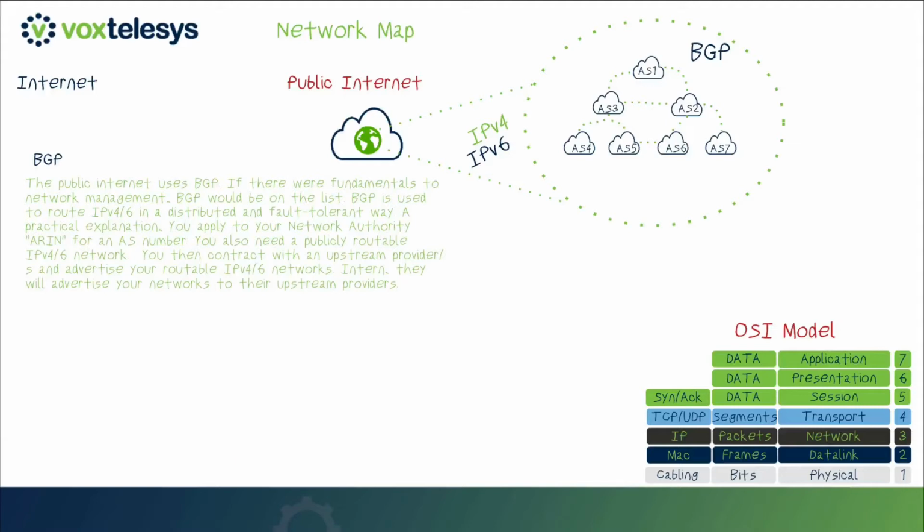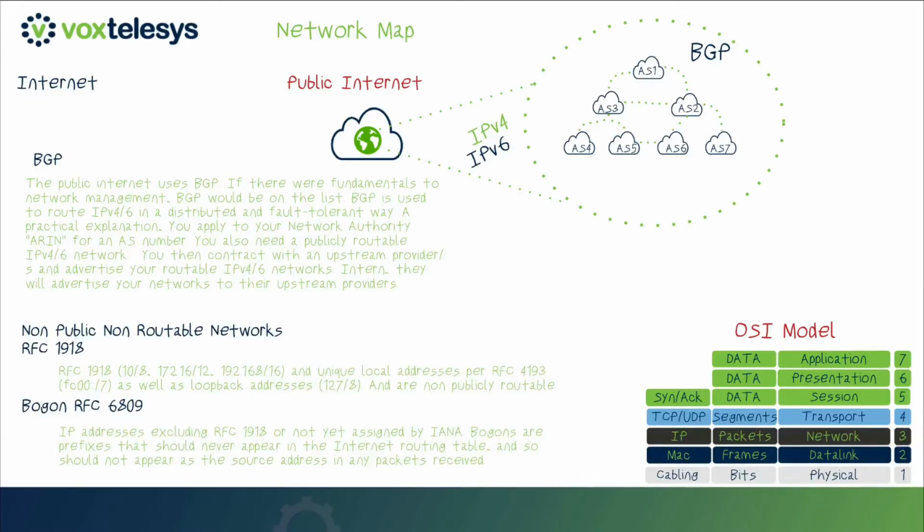Yes, China has broken it in the past. Yes, Level 3 and CenturyLink have broken it in the past, most recently. And when you have national outages, usually it has something to do with a BGP problem. So BGP is the routing protocol, which is used to move the IPv4 and IPv6 across the public network.